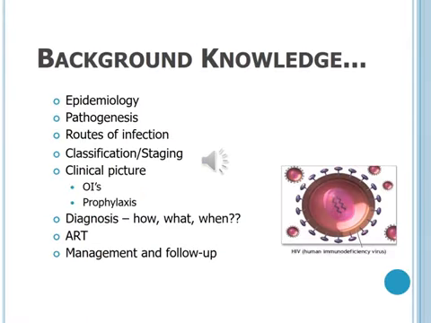So if we have a short recap of what we did last year, we looked at the epidemiology, the pathogenesis, routes of infection, and specifically how that translates to the pediatric patients. We discussed the classification and staging, the clinical picture of the different opportunistic infections and the prophylaxis we use to prevent them, and then the diagnosis. How do we make it in children? Which tests to use and when? We spoke about the different types of ARV medication available and how to compile a regimen. And lastly, we did speak a little bit about the management and follow-up of these patients.